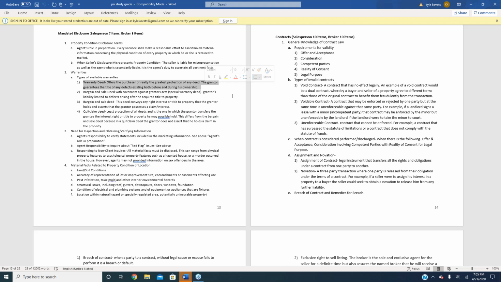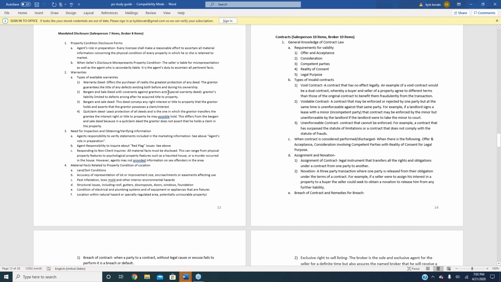The general warranty deed, the grantor says to the grantee, I'm promising you this deed is free and clear of defects back to forever, which on one hand provides the grantee with the highest protection, the grantee being the purchaser. But on the other end, it imposes the greatest liability on the grantor. So that's kind of the careful balancing act there.